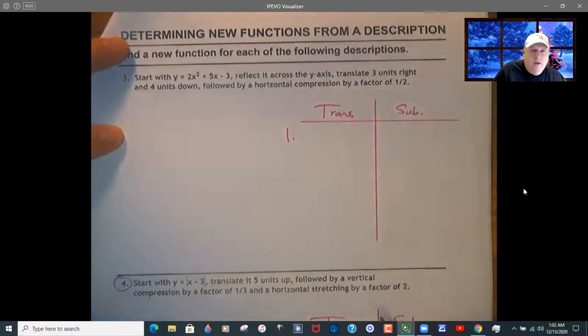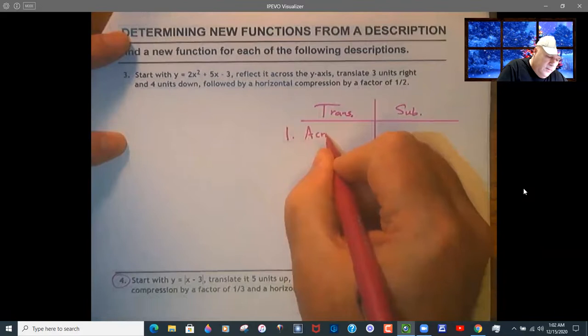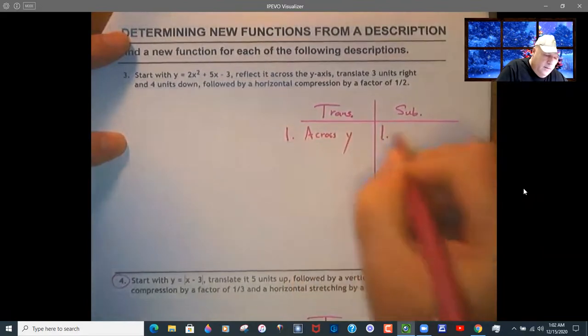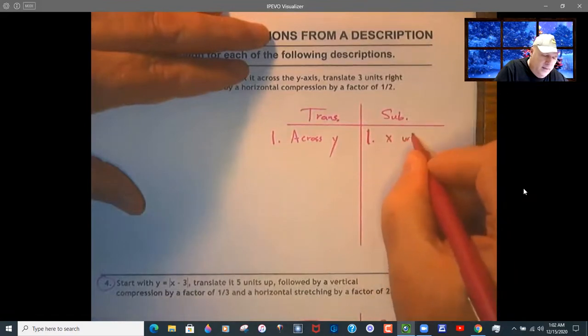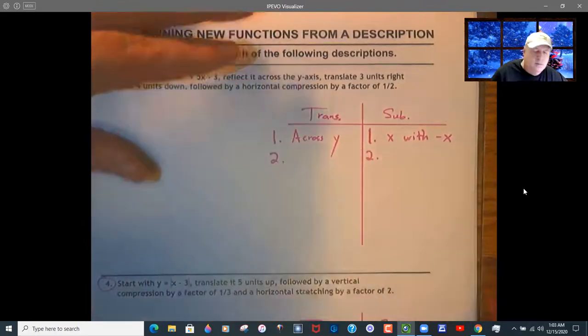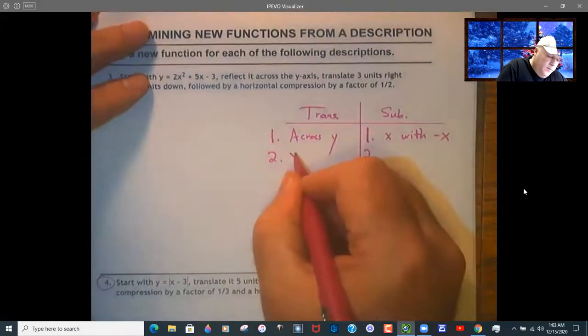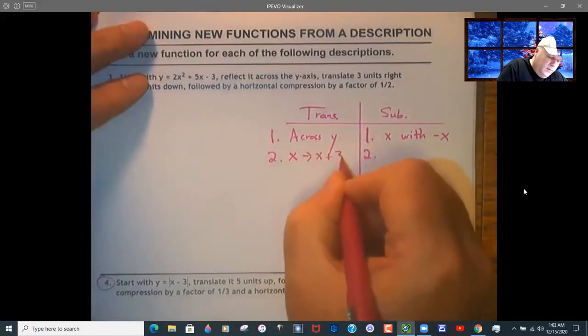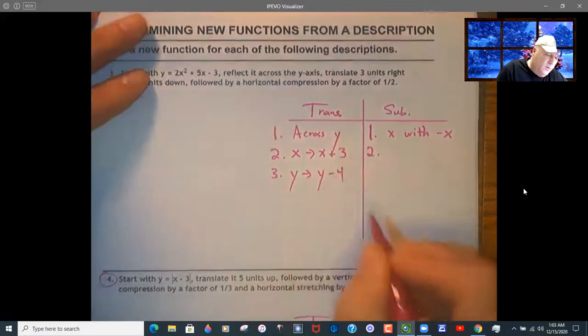Okay, first thing, we want to reflect it across the y-axis. So I just put across y, and then we were going to replace x with negative x. So it's always the opposite. So if it's across the x-axis, we replace y with negative y. Translate 3 units right and 4 units down. So 3 units to the right is x goes to x plus 3, and then 4 units down is y goes to y minus 4.